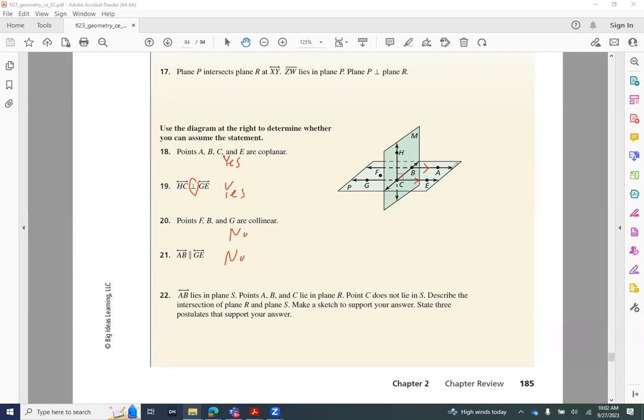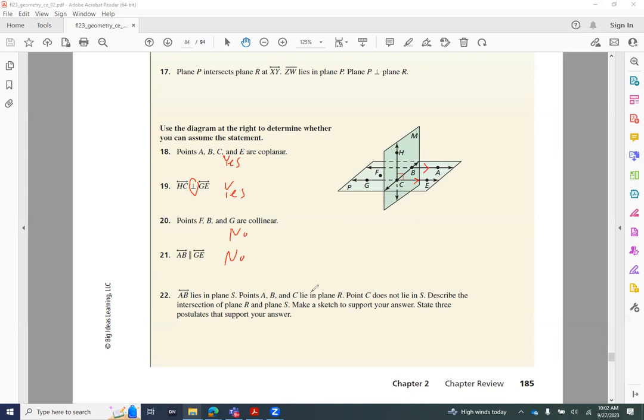AB lies in plane S. Okay. Points A, B, Z lie in plane R. Point C does not lie in S. Describe the intersection of plane R and plane S. Make a sketch to support your answer. State 3 postulates that support your answer.